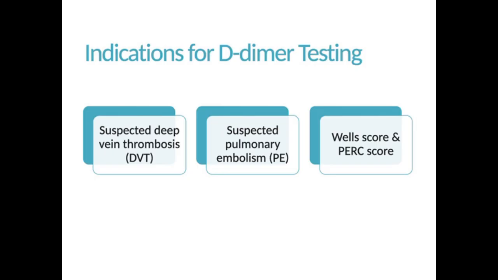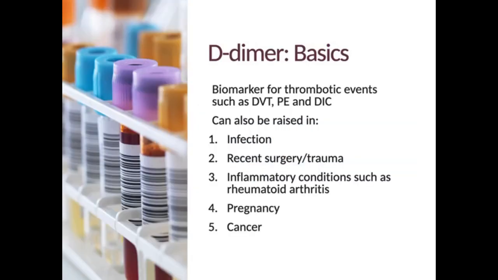Moving on to D-dimer testing, we normally carry this out when we suspect a DVT or a PE. There are scoring systems such as the Wells score and PERC score we use to help determine when to carry this test out and whether the patient needs further investigation. It's important to be aware that the D-dimer can be falsely raised due to the following conditions: infection, recent surgery or trauma, inflammatory conditions, pregnancy and cancer.